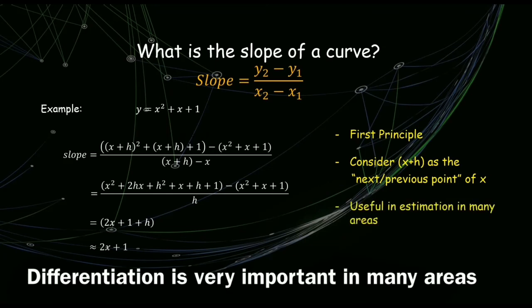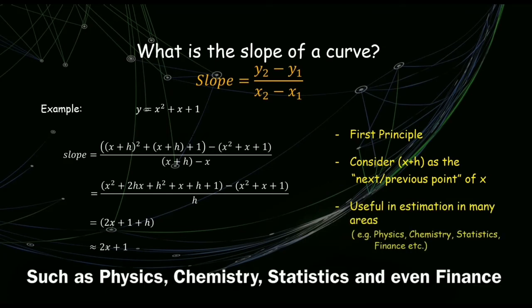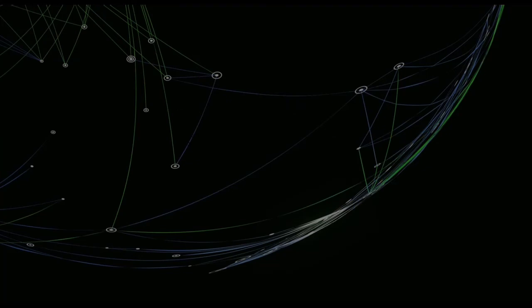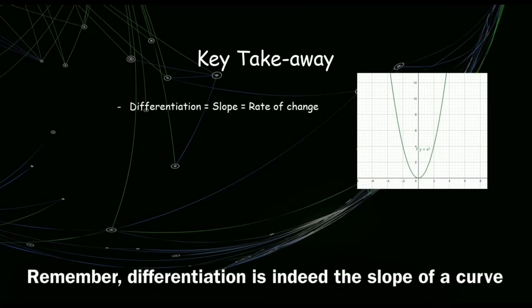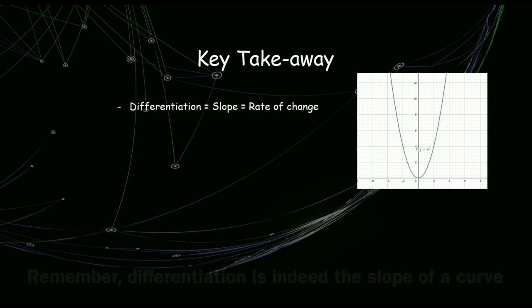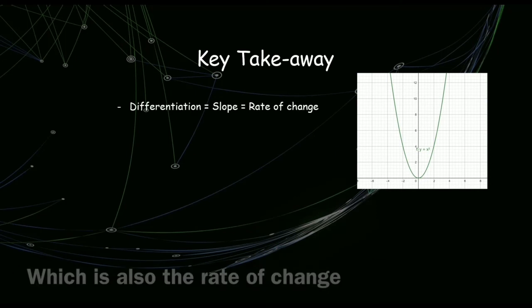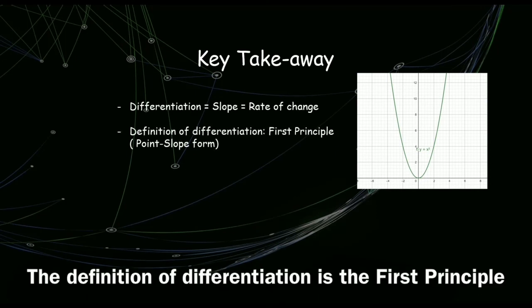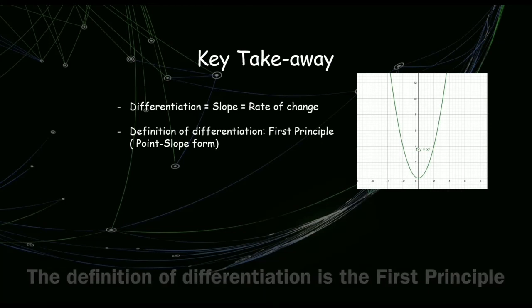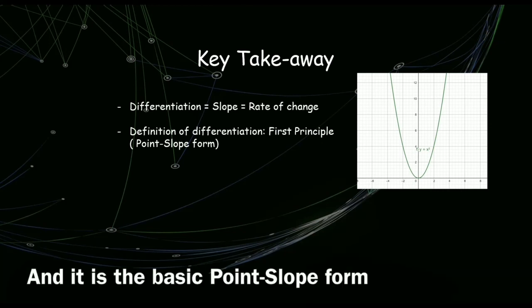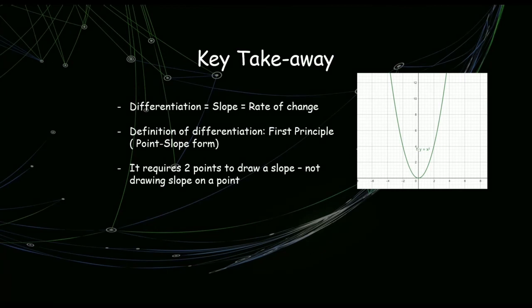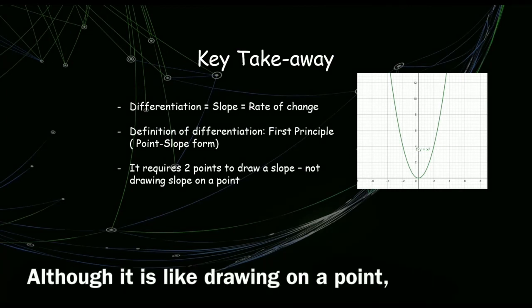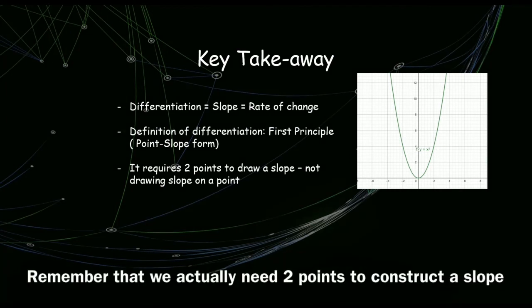Differentiation is very important in many areas, such as physics, chemistry, statistics, and even finance. Remember, differentiation is indeed the slope of a curve, which is also the rate of change. The definition of differentiation is the first principle, and it is actually the basic point-slope form. When we draw a slope, although it is like drawing on a point, remember that we actually need 2 points to construct a slope.